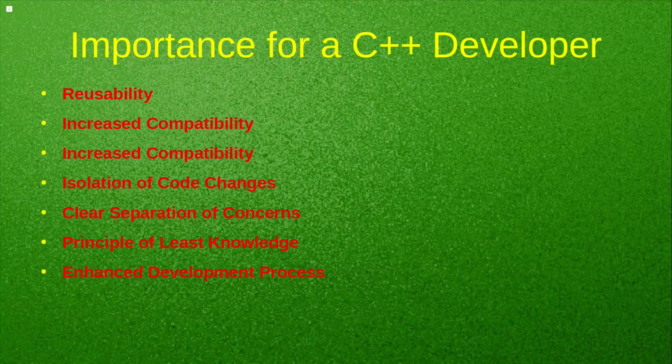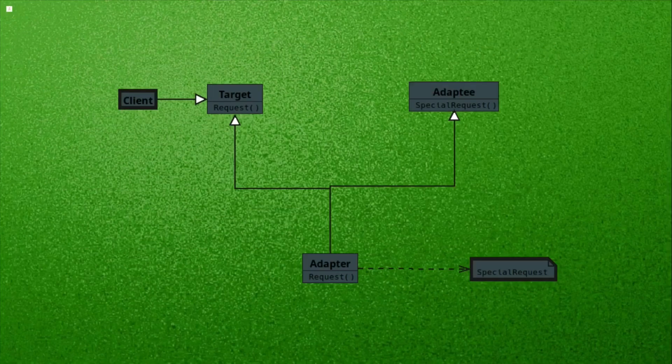In summary, understanding the adapter design pattern equips C++ developers with a tool to bridge incompatibilities between different interfaces, fostering reusability, scalability, and maintainability. It's especially valuable when integrating legacy code, third-party libraries, or collaborating in large team environments where different modules might have varying interfaces.